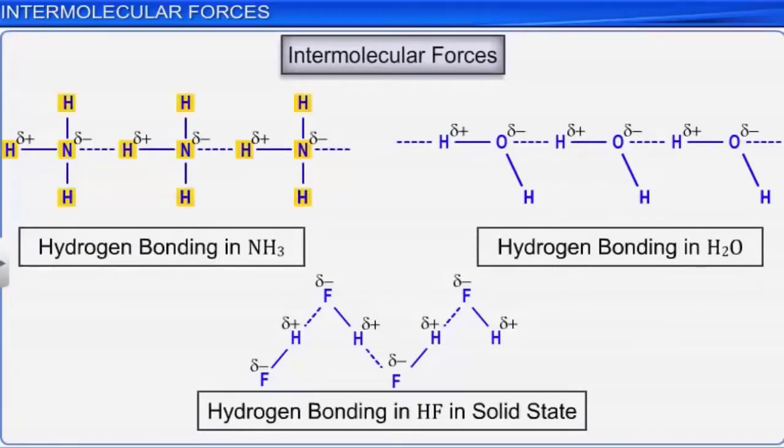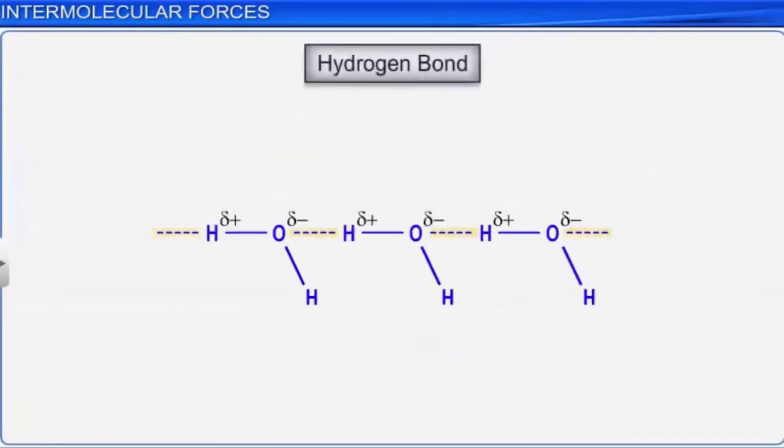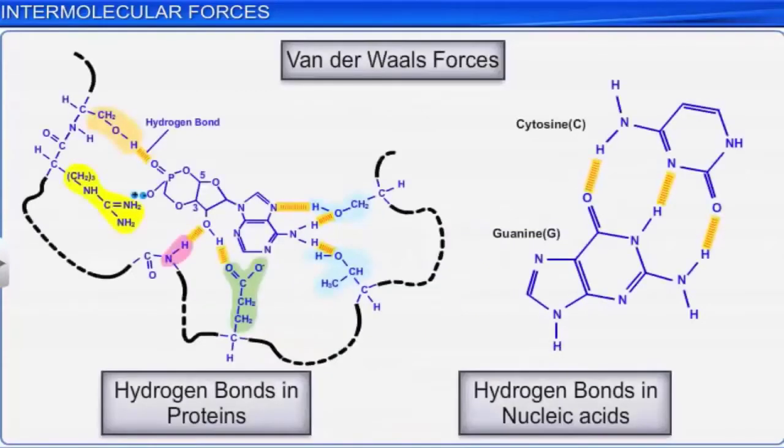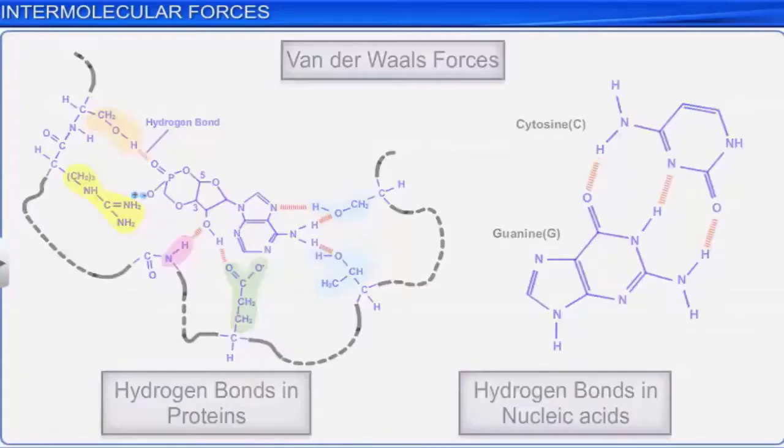A special case of dipole-dipole interaction called hydrogen bond exists in the molecules with highly polar NH, OH or HF bonds. This intermolecular force is stronger than the van der Waals forces of attraction, having interaction energy of the order of 10 to 100 kilojoules per mole. Therefore, hydrogen bond is a powerful force in determining the structure and properties of many compounds such as proteins and nucleic acids. Have you ever wondered why it is very difficult to compress solids and liquids?